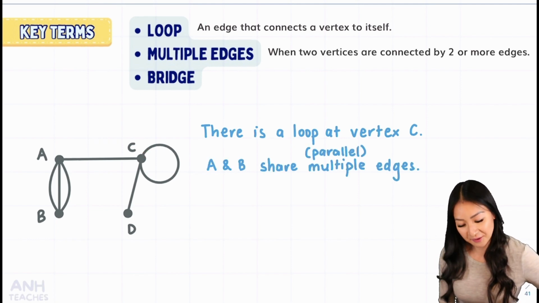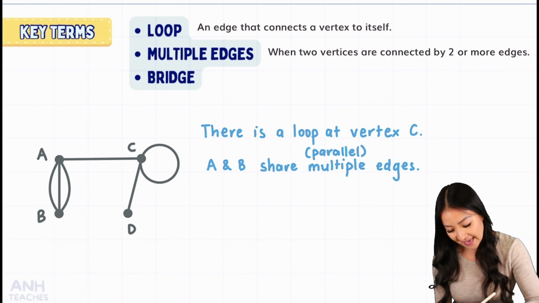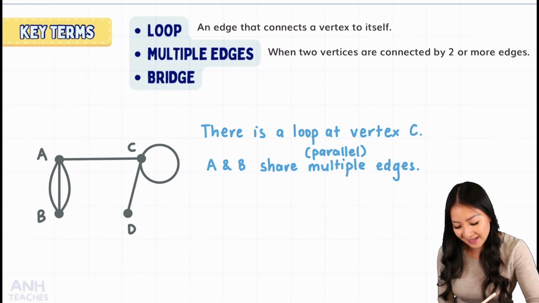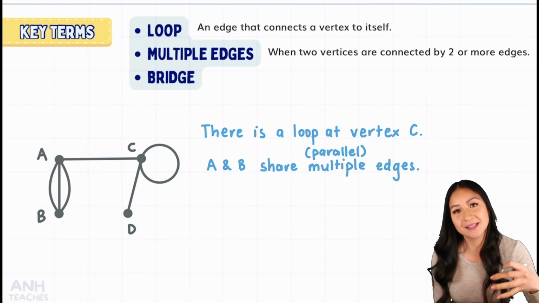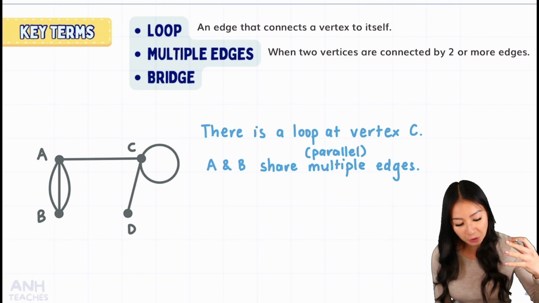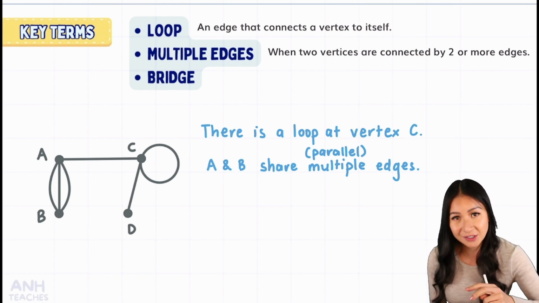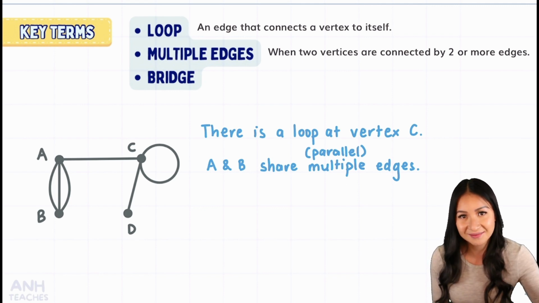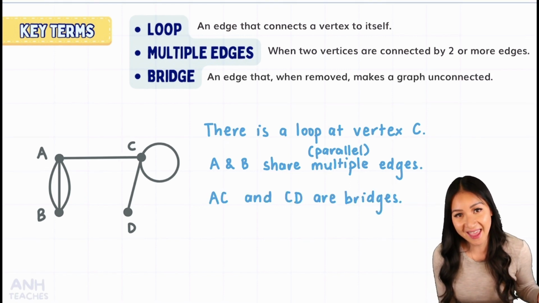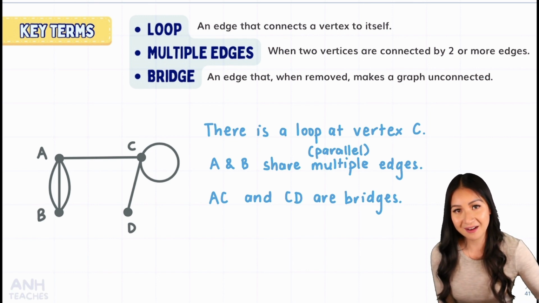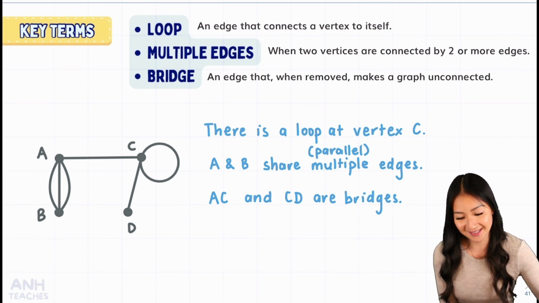Next in our graph here, we can see that vertex A and B share more than a single edge between them. There are actually 3 edges. So we say that this graph has multiple edges, or more specifically, vertex A and B share multiple edges or parallel edges. Now, a bridge is any edge that, once removed, makes the graph unconnected or disconnected.